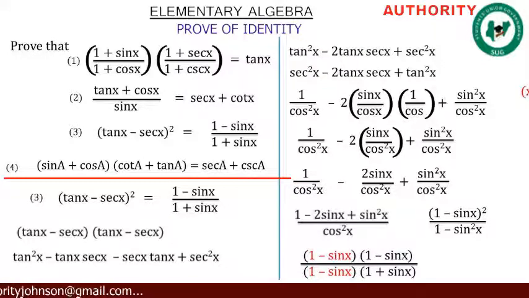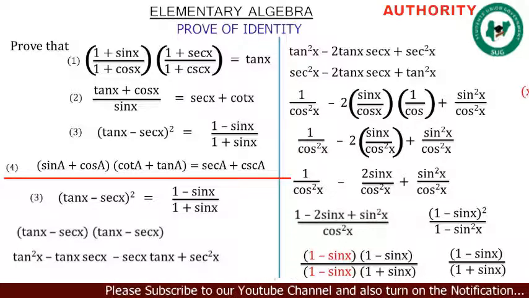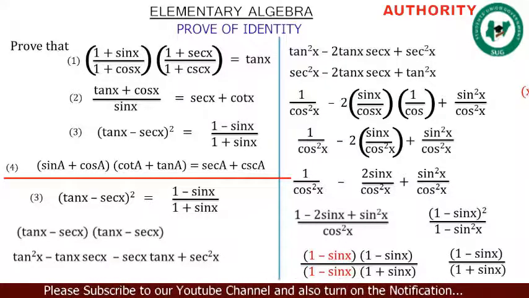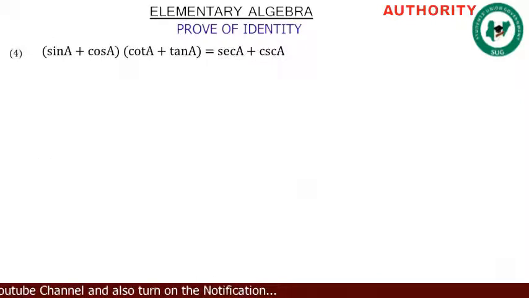Okay, good. Now in this expression we have (1 minus sine x) times (1 minus sine x) all over (1 minus sine x) times (1 plus sine x). So 1 minus sine x in our numerator will cancel 1 minus sine x in our denominator. So we'll be left with 1 minus sine x all over 1 plus sine x. So we'll discover that (tan x minus sec x) squared is equal to 1 minus sine x all over 1 plus sine x. Hence the proof.